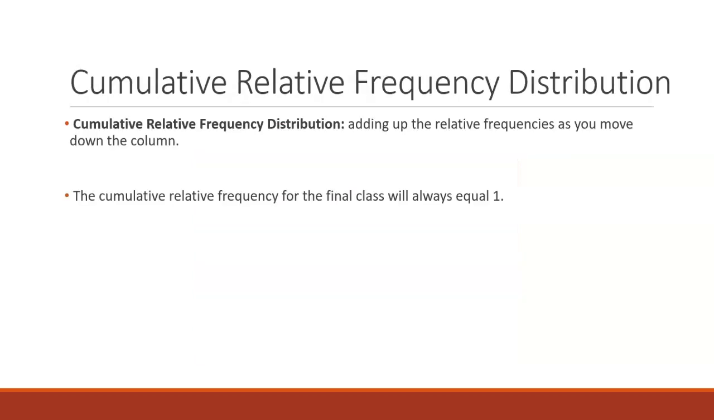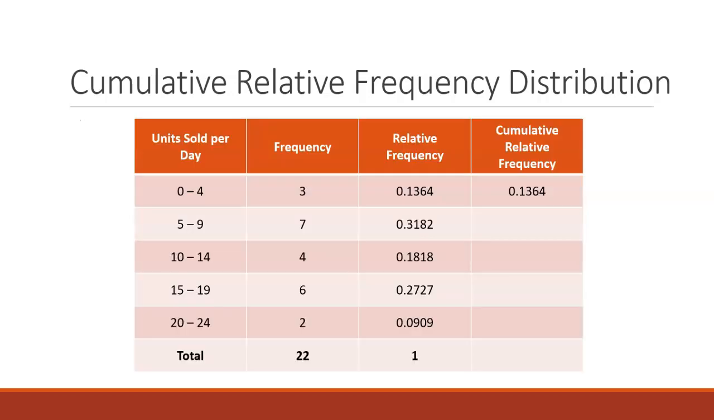Now we can talk about cumulative relative frequency. Cumulative relative frequency is when we add up all of the relative frequencies as you move down the table. The cumulative relative frequency for the final class will always equal 1. So that's another check that we can use as we work through something like this. So for your first class, that's all we had, was just the 0.13. But for the second class, we'll take that 0.13 and add in the 0.31 because that was our relative frequency here.